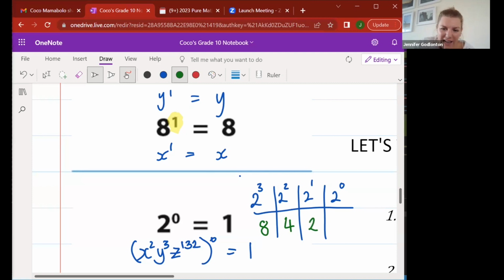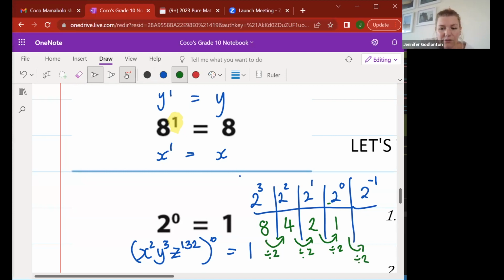Okay, 2 to the power of 1. It's just 2. And do you see how each time here, what we're doing is we are dividing by 2. And so what we're doing here is, again, we are dividing by 2. And so 2 to the power of 0 is equal to 1. And then we can get even fancier if we wanted to. Oh, no, sorry. 2 to the power of negative 1. So we're minusing 1 each time. And again, we are dividing by 2, which is 1 over 2.